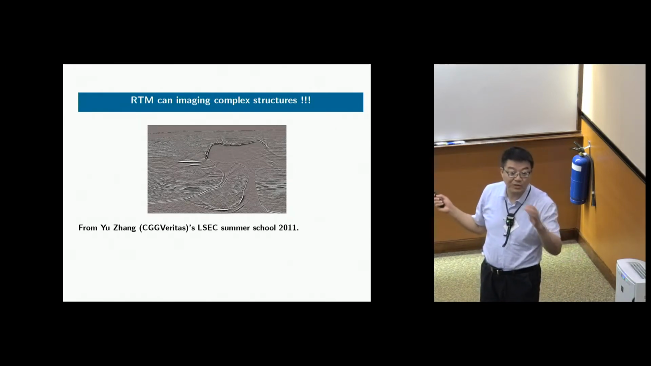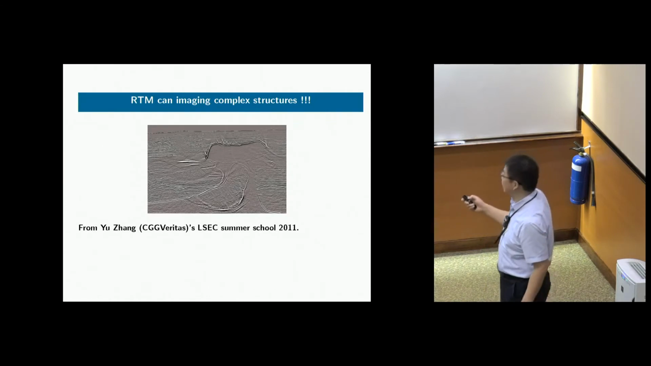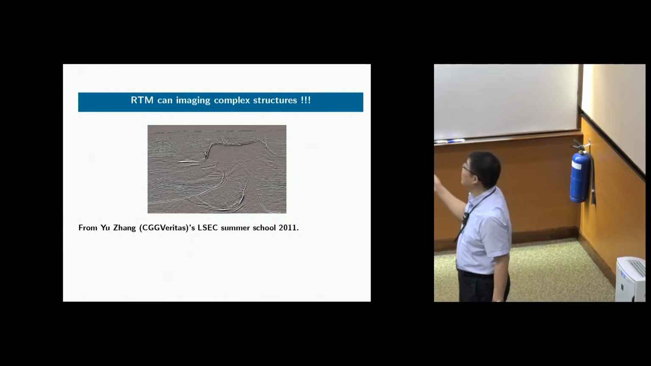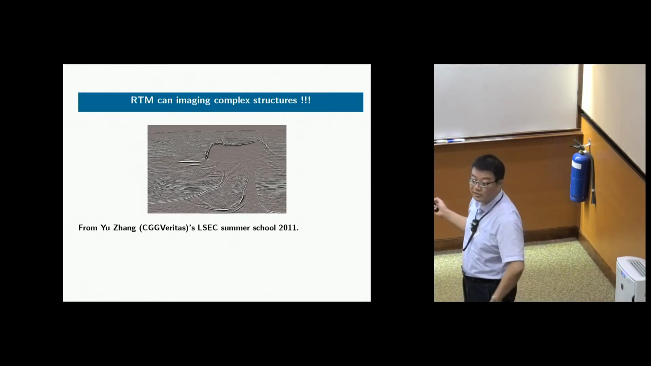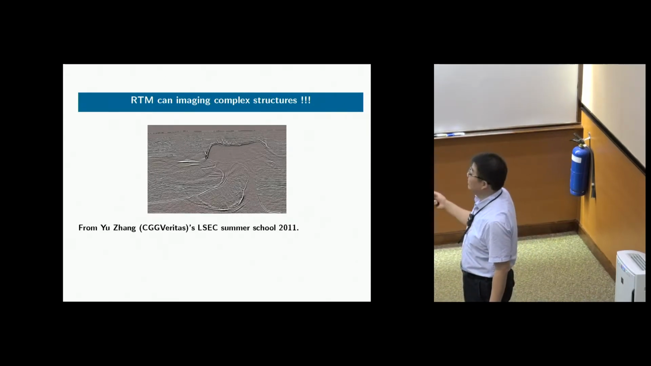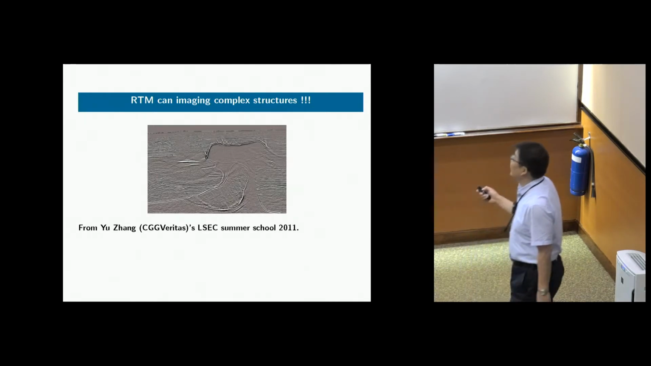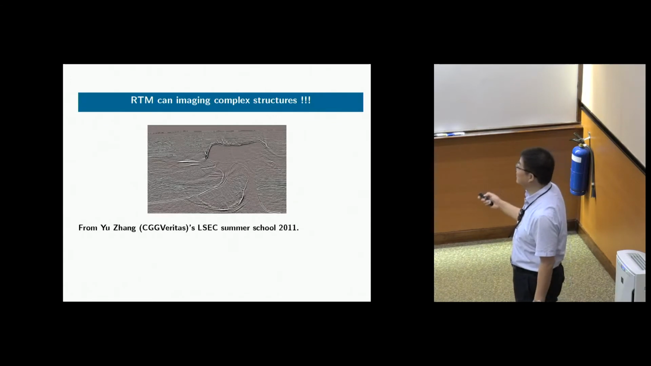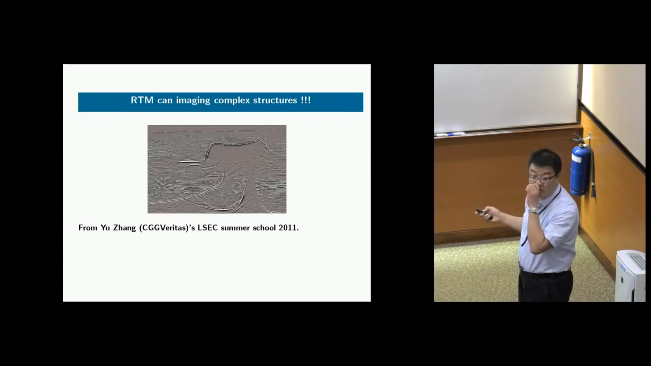Let's say this kind of picture people would dream of, because you can see these highly detailed structures. So this is with the real data. This is from Yu Zhang, who at the time was at CGG Veritas, and he gave a summer school series of lectures in our institute. This is from his talk. So this is the starting point of our work.